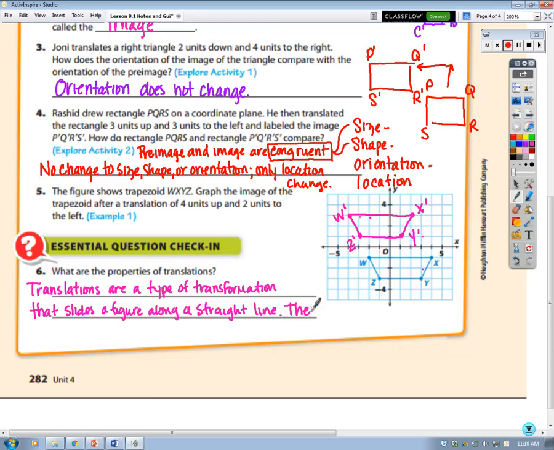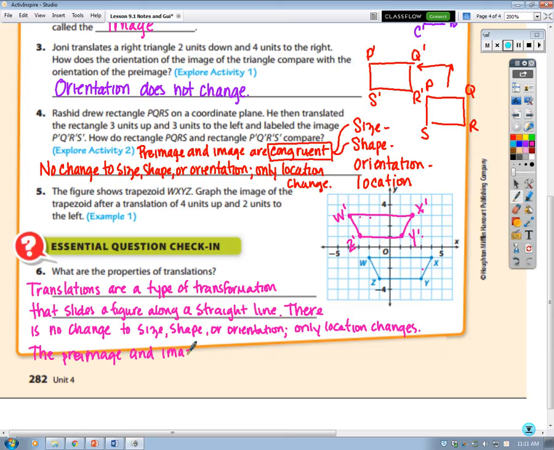There is no change to size, shape, or orientation, only location. And I'm also going to add that the preimage and image are congruent. And remember, that's a vocab word. We're going to see it a lot. Same size, same shape.